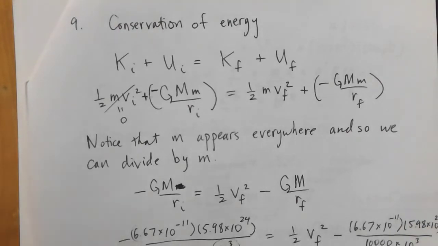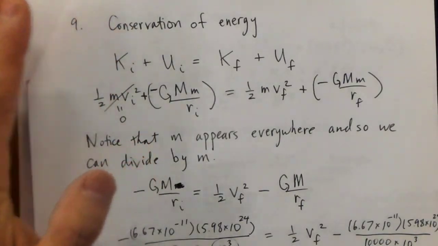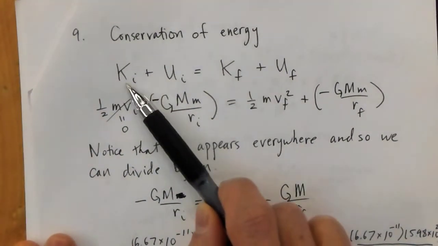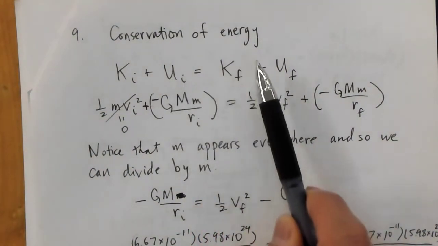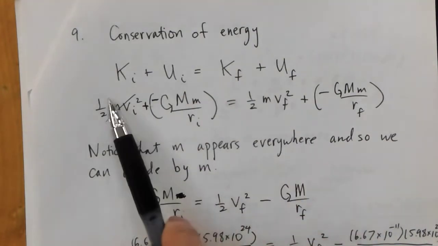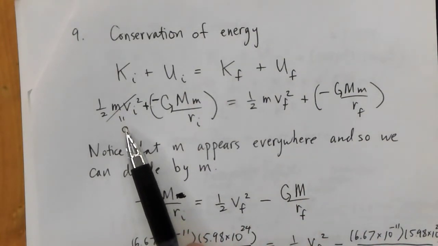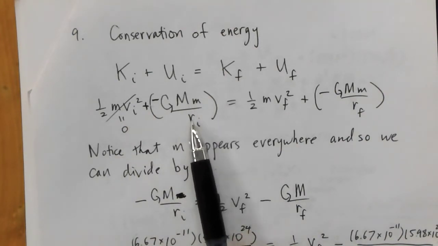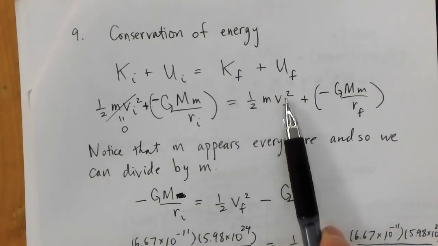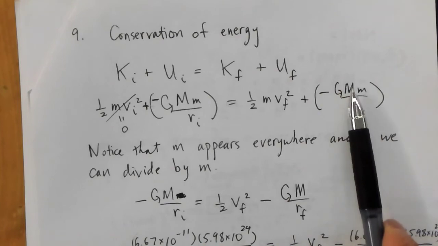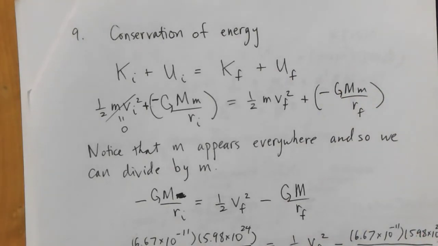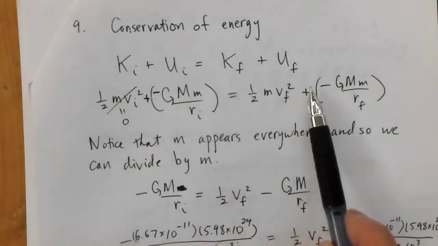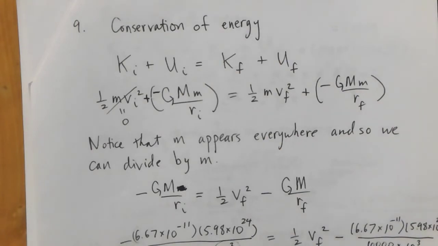This is actually number 9, one of the new problems I added to the gravitational list of practice problems. So you can take a look. Conservation of energy. K initial plus U initial is equal to K final plus U final. The initial kinetic energy is 0 because it starts from rest. Then we have minus G M m over R initial is equal to 1/2 m v final squared plus minus G M m over R final. Notice that m appears everywhere, so we can divide through by m, or you can just set m equals 1, it wouldn't matter.